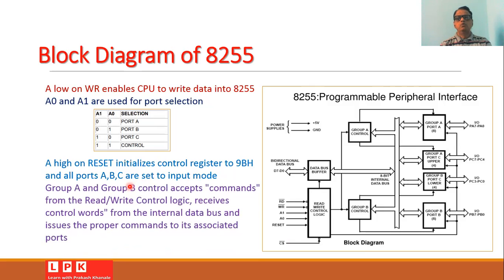So we have two kinds of control, group A control and group B control, as shown in this block diagram. These group A and group B controls accept the commands from the read-write control logic. They receive the control word from the internal data bus and issue the proper commands to the associated ports. So we need to write an appropriate control word so that a particular port performs as either an input port or an output port.